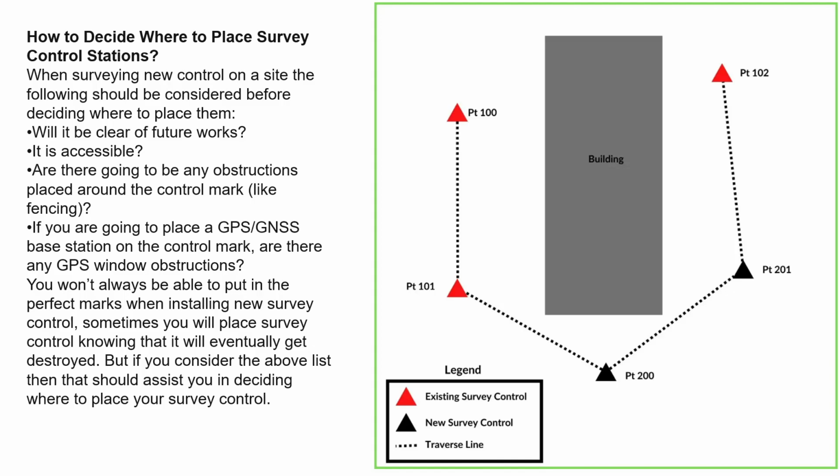If you are going to place a GPS base station on the control mark, are there any GPS window obstructions? You won't always be able to put in the perfect marks when installing new survey control. Sometimes you will place survey control knowing that it will eventually get destroyed. But if you consider the above list, then that should assist you in deciding where to place your survey control.